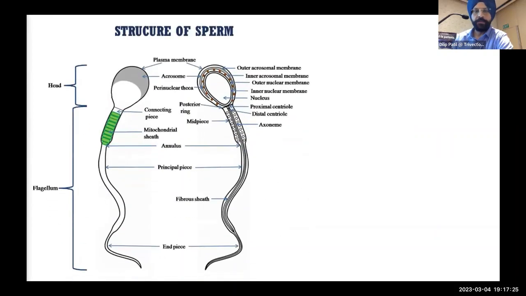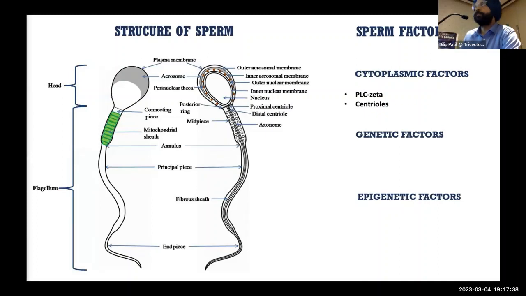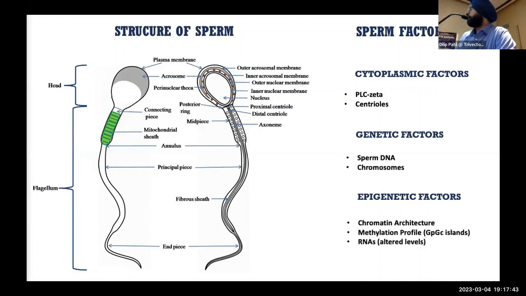So if you look at the structure of sperm, this is the structure of sperm. And now I'll come to the sperm factors. There are cytoplasmic factors, genetic and epigenetic. In the cytoplasmic factors, we have the PLC zeta and centrioles. In the genetic factors, we have sperm DNA and chromosomes. And epigenetic is chromatin architecture, the methylation profile, and RNAs.